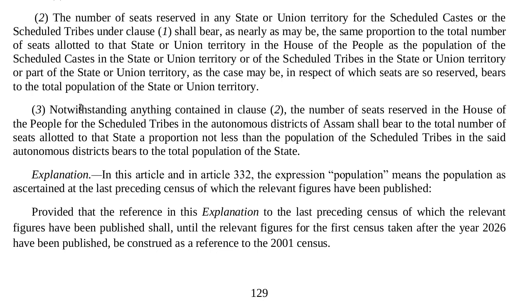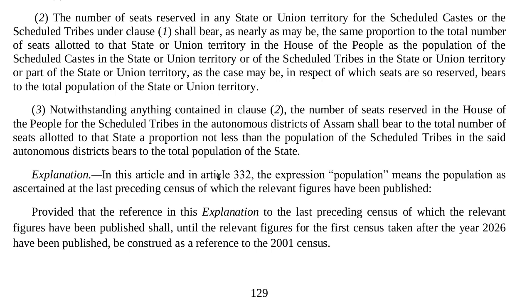3. Notwithstanding anything contained in clause 2, the number of seats reserved in the House of the People for the Scheduled Tribes in the autonomous districts of Assam shall bear to the total number of seats allotted to that state a proportion not less than the population of the Scheduled Tribes in the said autonomous districts bears to the total population of the state. Explanation.